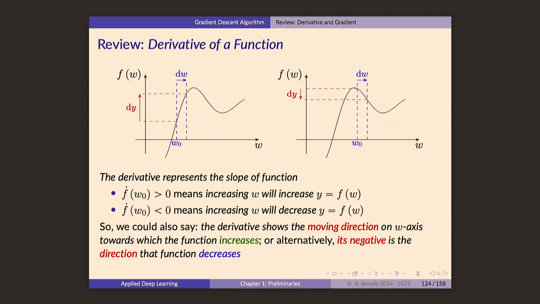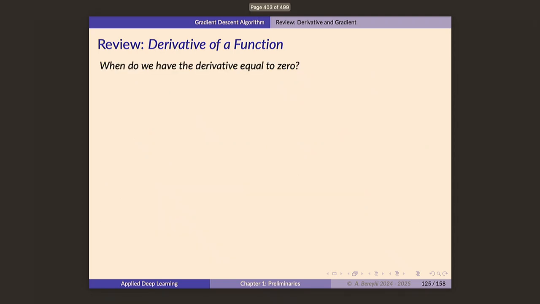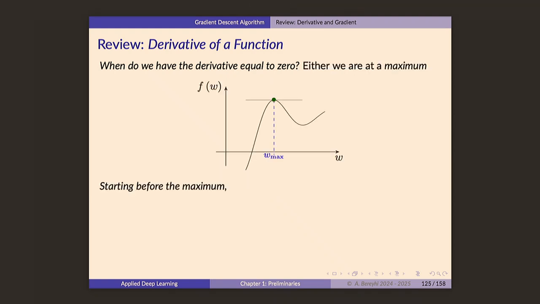Now, if instead of increasing your function, you want to decrease your function, what should you do? You should just do the opposite of what the gradient says, right? So if you want to move in the direction where your function decreases, you just need to move in the negative direction of your derivative. Clear? Great. Now, can I have my derivative 0? At minimum, this is one choice. What else? Maximum. So I could have my derivative 0 when I am at the maximum.